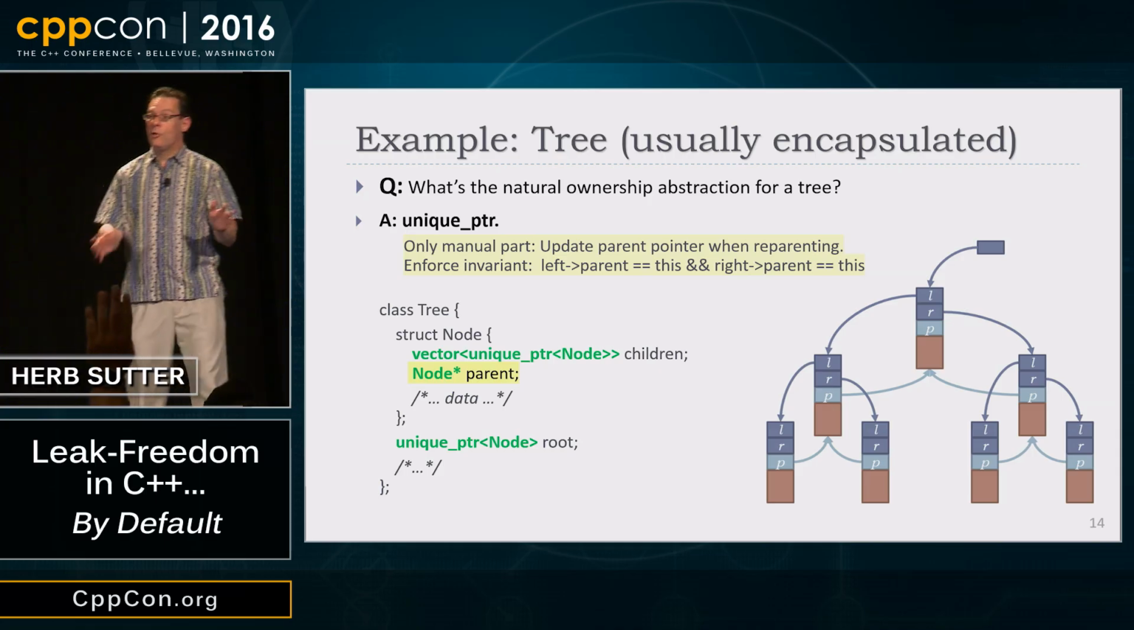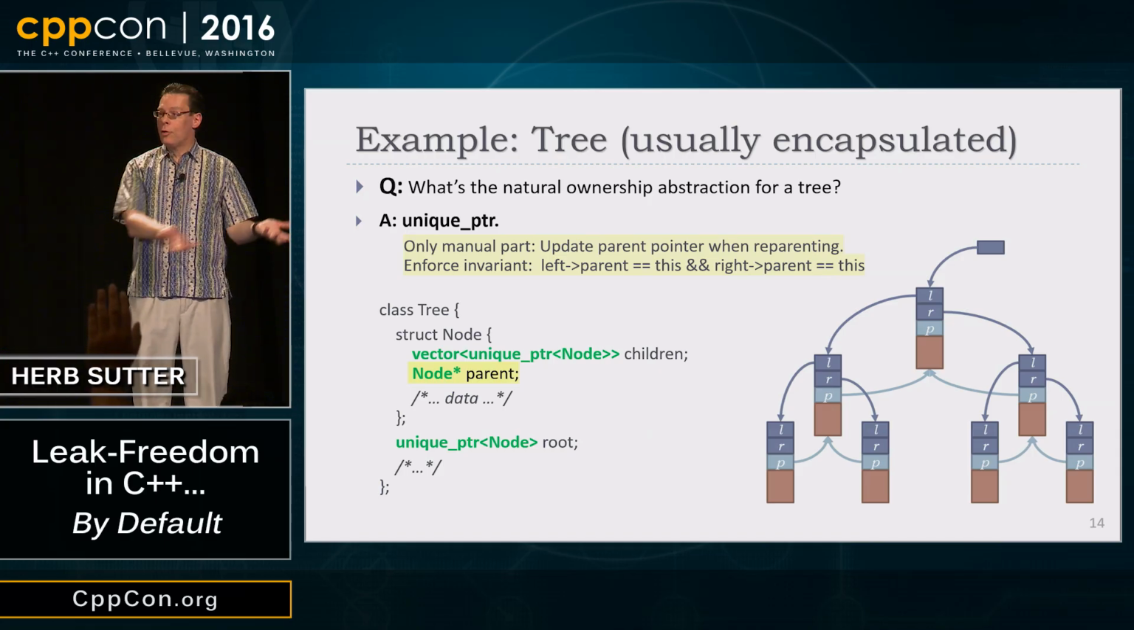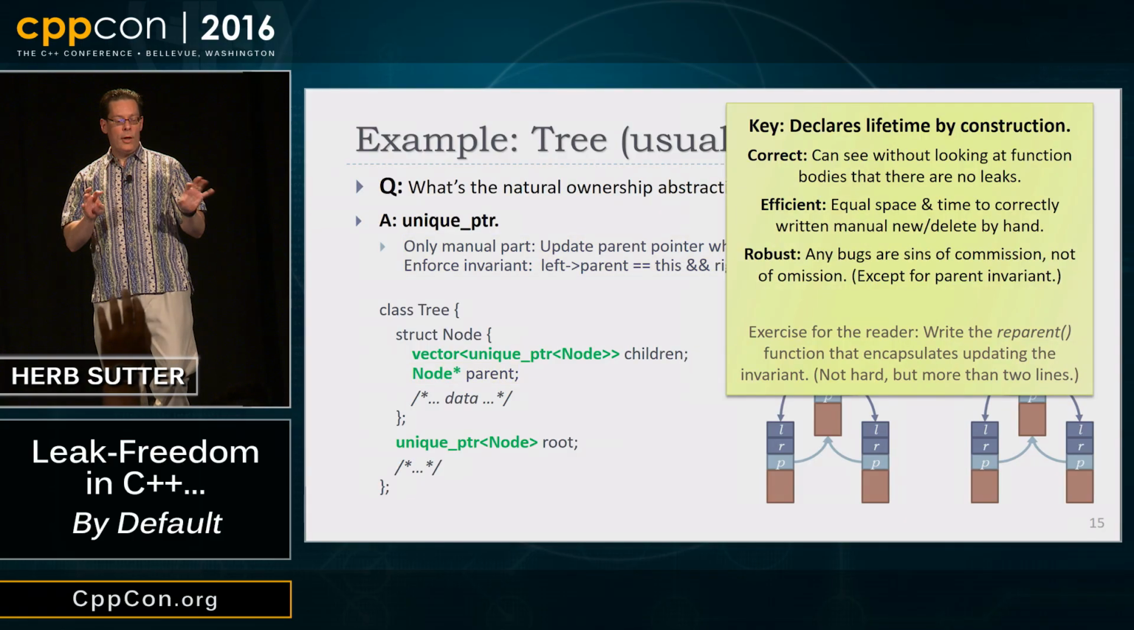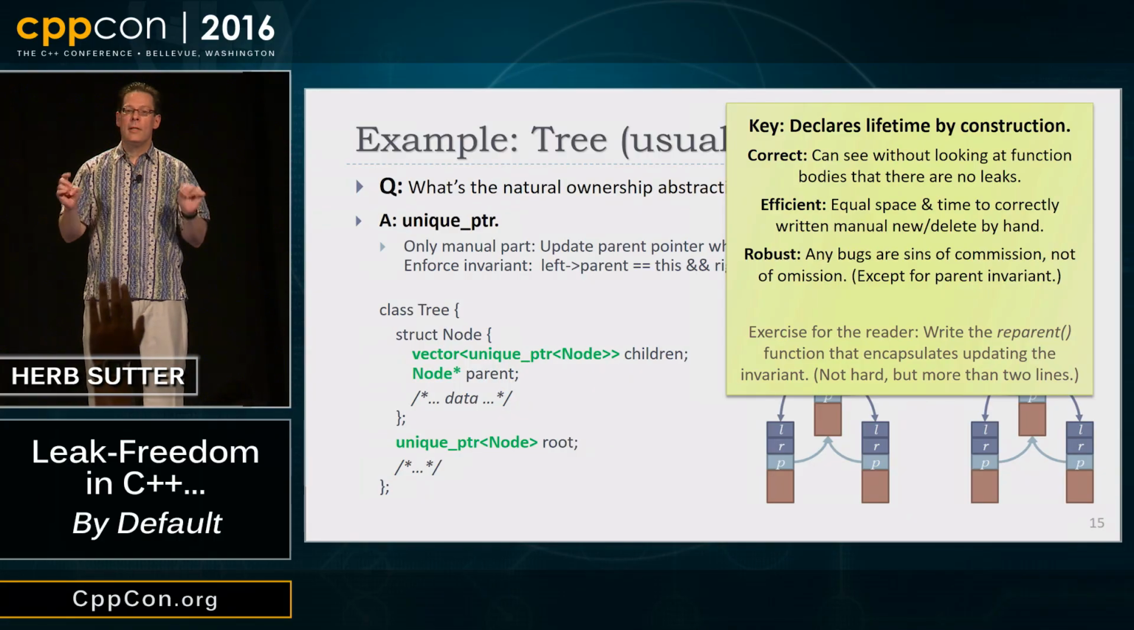But as long as you do that, which is about dangling, not about leaks, this code is correct again by construction. So again, I can see without looking at function bodies, there are no leaks. It is just as efficient as new and delete by hand.